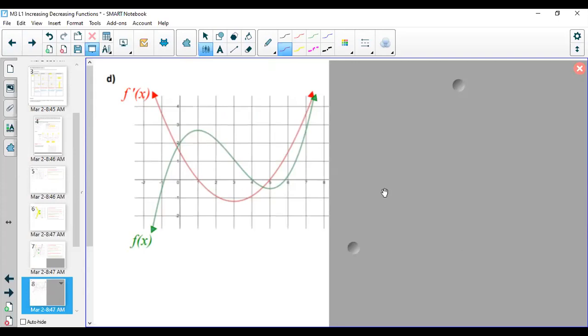Now, remember, the green function is always our f of x function. This is going to be a little bit more, not difficult, but interesting to analyze, because you'll notice if I take my highlighter, I have a local maximum as well as a local minimum. So I know that x equals 1 is going to be an important point, and x equals 5 as well.